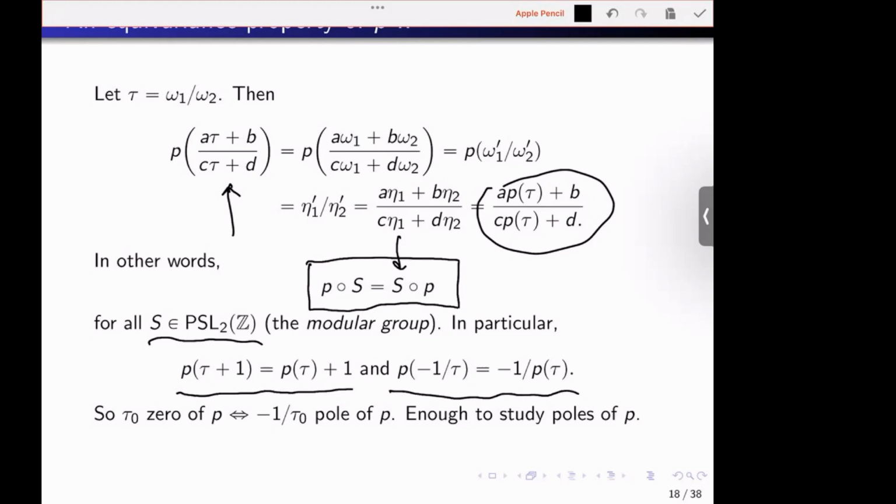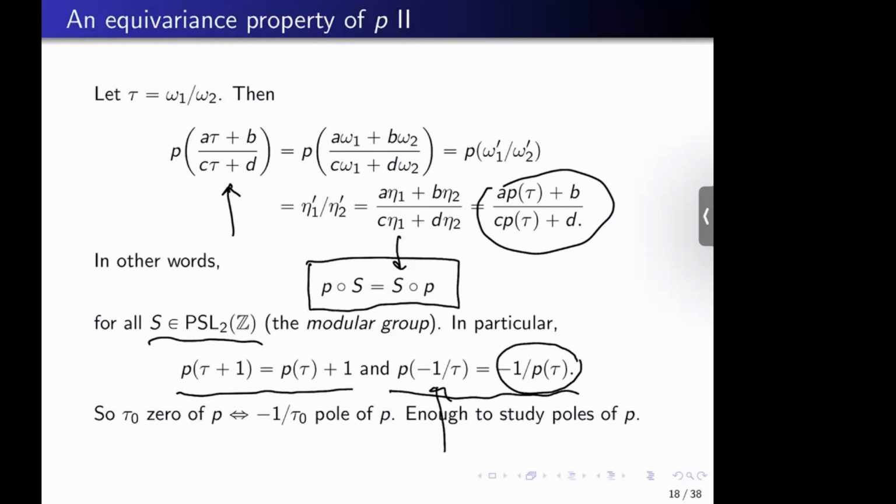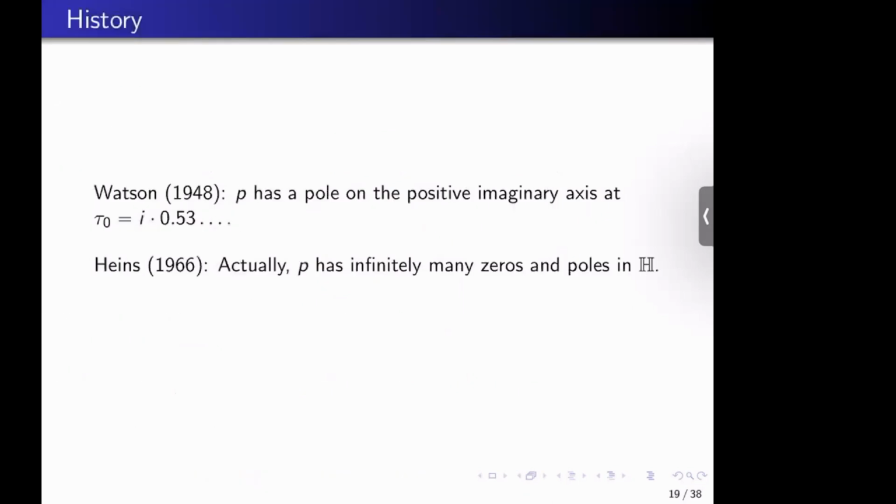And this, for example, tells us already something, namely, if you want to study the zeros and poles of P, then it's actually enough to study the poles of P, right? Because you see that if you have a pole of P here, well, then you get a corresponding zero, right? So if you want to understand where these etas vanish, then it's essentially enough just to study the poles of P. So I'll come back to this equivariance property later on. This will be very important in my explicit description of these P's.